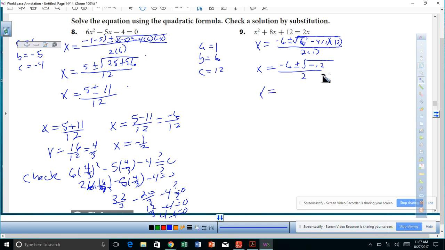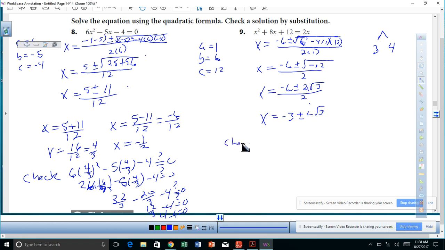And so X equals, and 12, you take a 3 out, and that leaves you a 4. 4 is a perfect square, so you've got negative 6 plus or minus 2 times the square root of 3 over 2. So X equals negative 3 plus or minus, and it's 2i because that was a negative, so that's going to give you i times the square root of 3. Now, over here these are real solutions, 2 real solutions. Here we're going to have 2 non-real solutions.